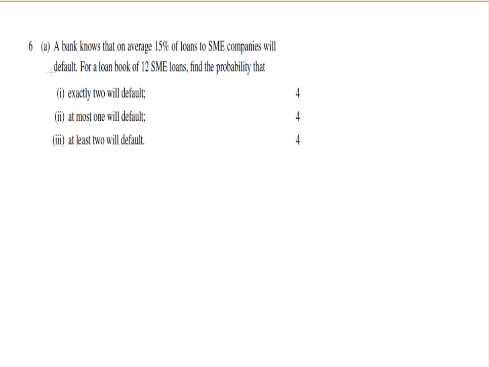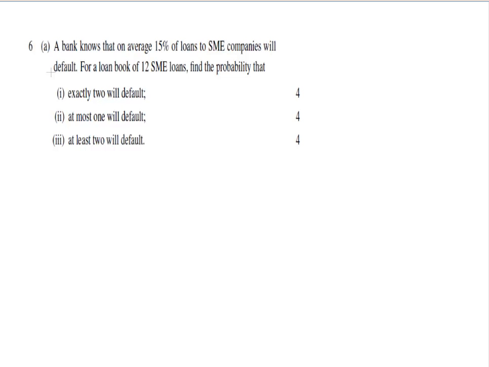So this is from the Business Maths 1 summer paper, and it's a probability distribution question. Now, a bank knows that on average 15% of loans to SME, small medium enterprise companies will default. For a loan book of 12 SME loans, find the probability that exactly 2 will default, at most 1 will default, and at least 2 will default.